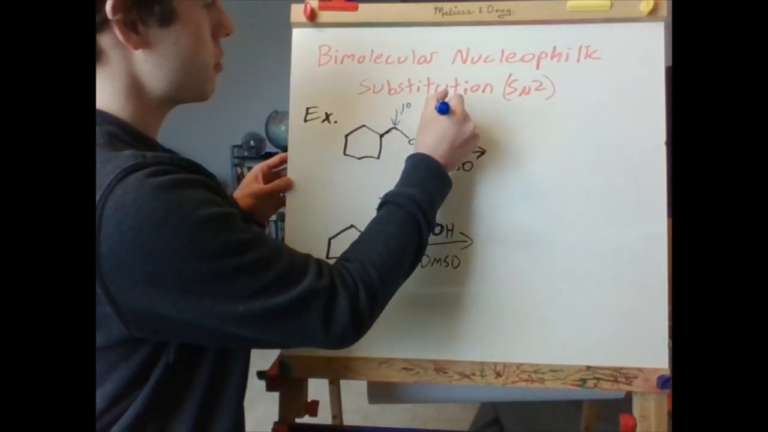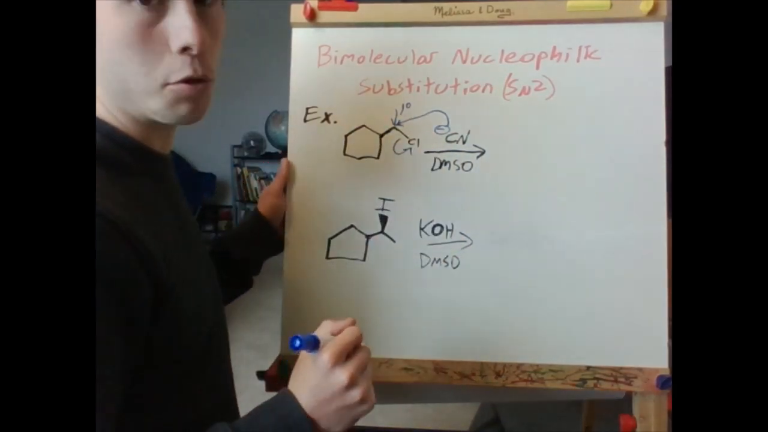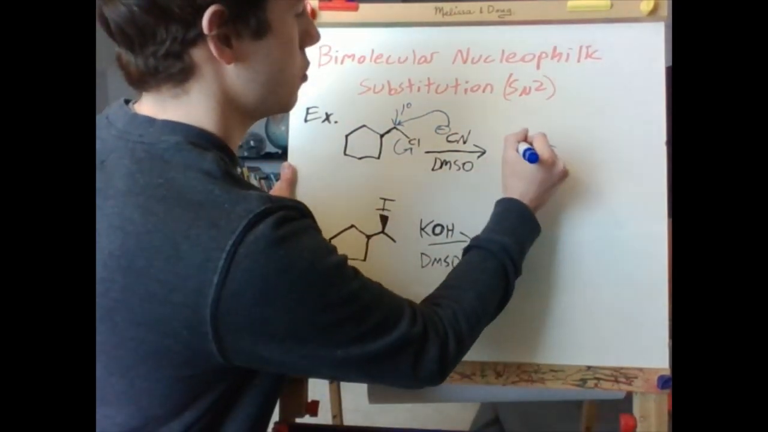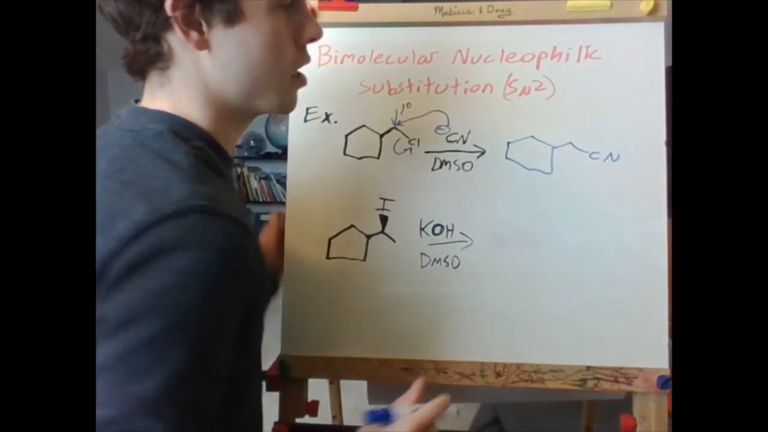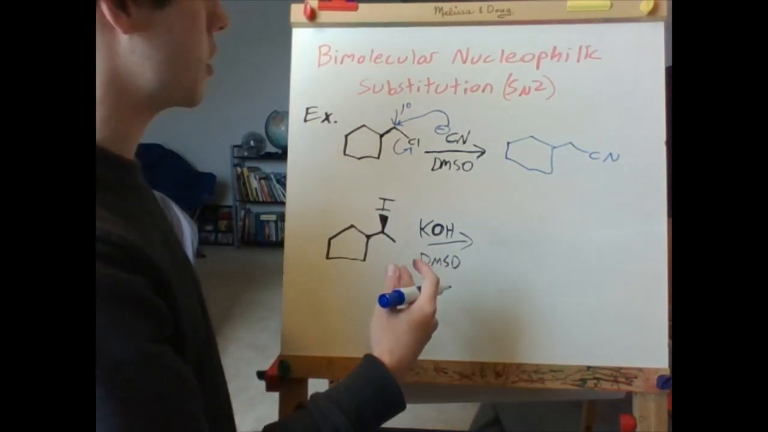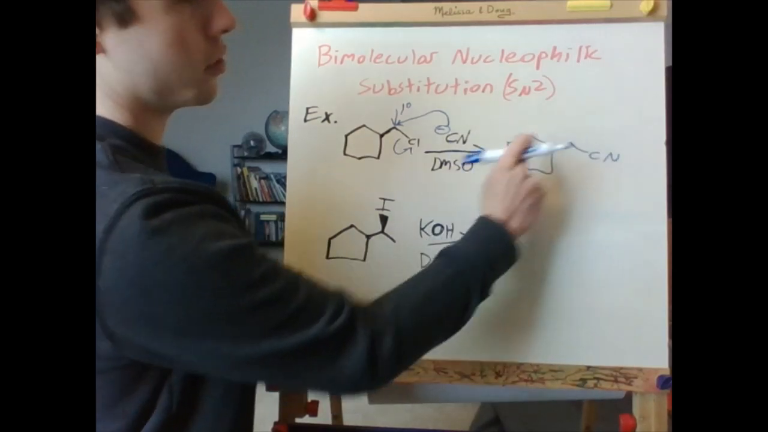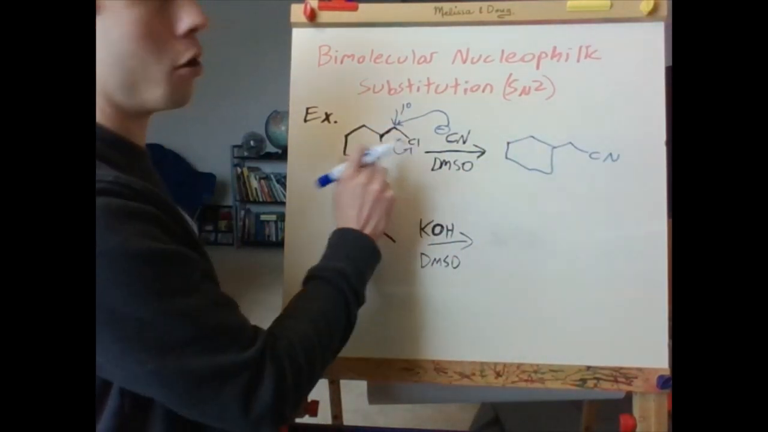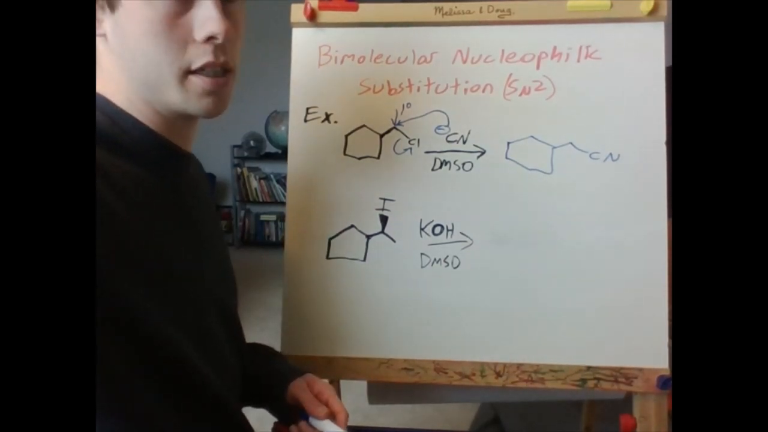So if we draw the mechanism, we get attack of the cyanide onto the carbon, and we kick off chlorine as the leaving group to give us a compound that looks like this. And so this would be your final product and an answer to a question that looks like this. Notice we had 7 carbons here, and those 7 carbons are still here. And so these are all along for the ride and don't go anywhere. Do not forget those when you're on an exam.